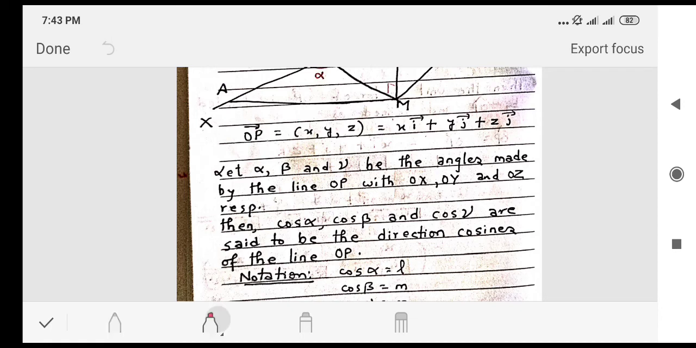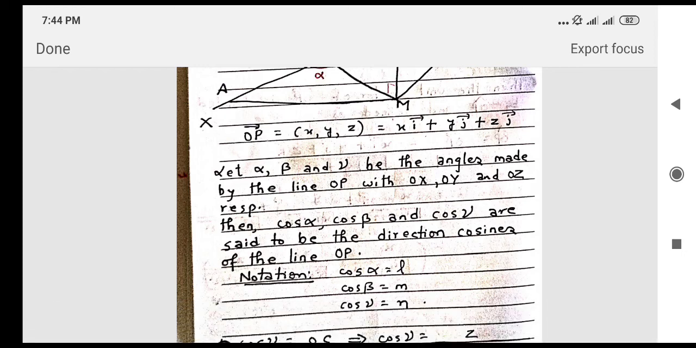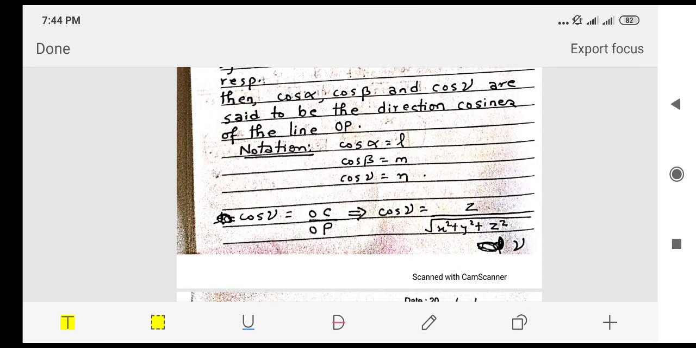Then let alpha, beta and gamma be the angles made by the line OP with OX, OY and OZ respectively. Then cos alpha, cos beta and cos gamma are said to be the direction cosines of the line OP. So please note this down: cos alpha, cos beta and cos gamma are the direction cosines of the line OP with the x-axis, y-axis and z-axis. Its notation is given here: cos alpha is denoted by small l, cos beta is denoted by small m, and cos gamma is denoted by small n.